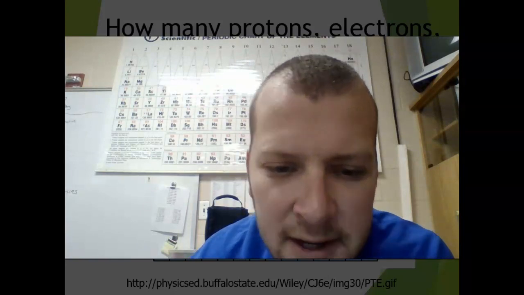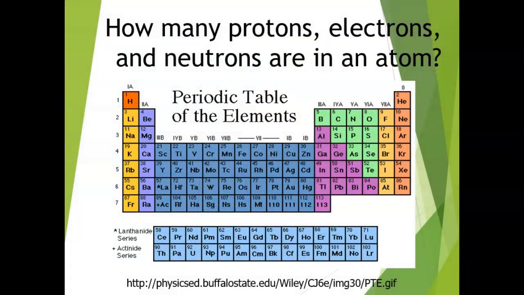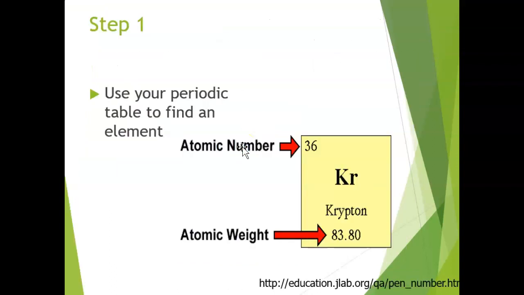Okay, so we're going to find out how to determine how many protons, electrons, and neutrons are in an atom. Okay, so step one says use your periodic table to find the element. So here's an example of krypton. Okay, the very top number, 36, is the atomic number. The bottom number is the atomic weight, or what we call the atomic mass. Okay, the bottom number is the mass.